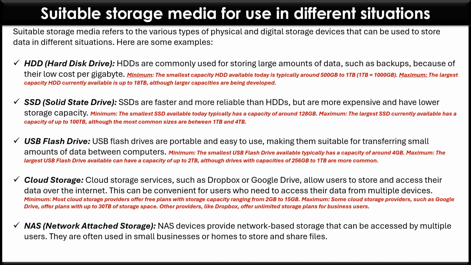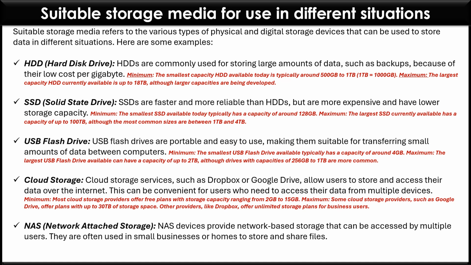Okay, so here's the minimum measurement in terms of storage capacity of a hard disk drive. The smallest capacity of a hard disk drive available today is typically around 500 GB to 1 terabyte, which is 1000 GB. The maximum, the largest capacity of HDD currently available in the market is up to 18 terabytes, although larger capacities are being developed as we speak. So yes, the minimum, we still have those computers which have 250, 350 GB, but the majority of the time now, when you go to the shop, you'll find the majority of laptops being installed with 500 GB.